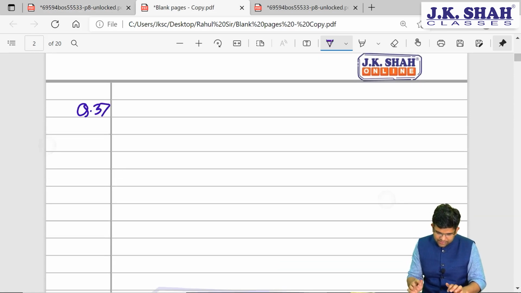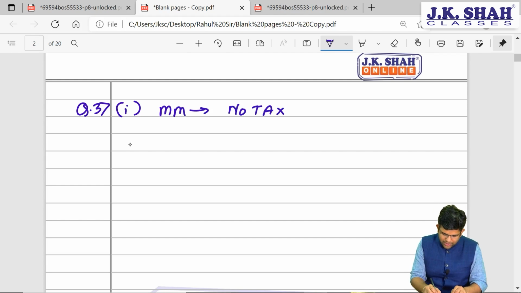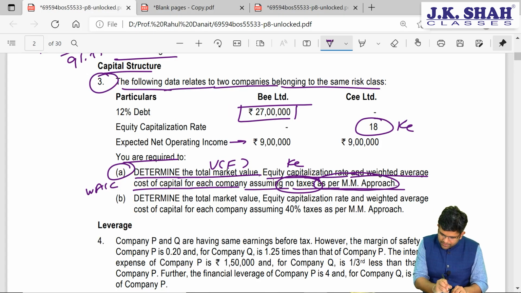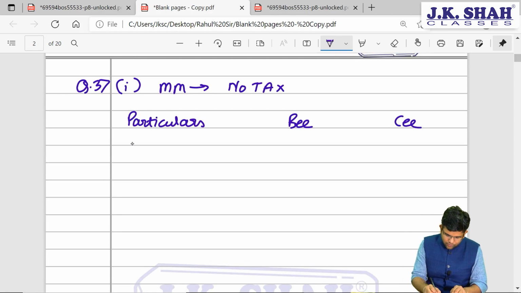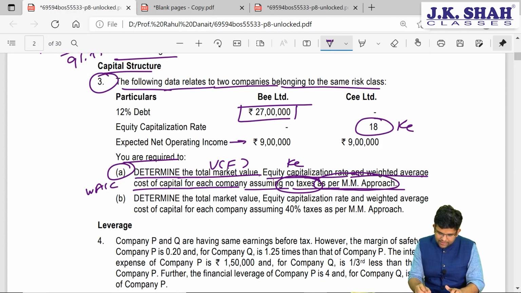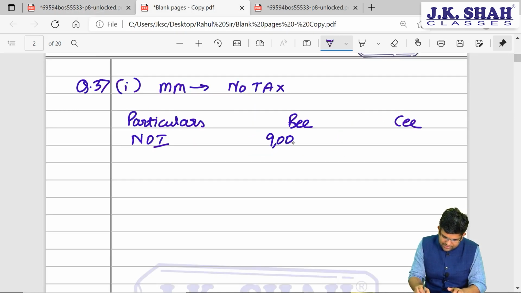Please pay attention here. So I'll write down here point number 1, no tax. Ready? So I'll write down here particulars, and then the two companies are B and C. Now according to the NOI approach, children, we start with NOI, that is the net operating income, that is 9 lakhs and 9 lakhs given to you. So I'll write down here 9 lakhs and 9 lakhs.